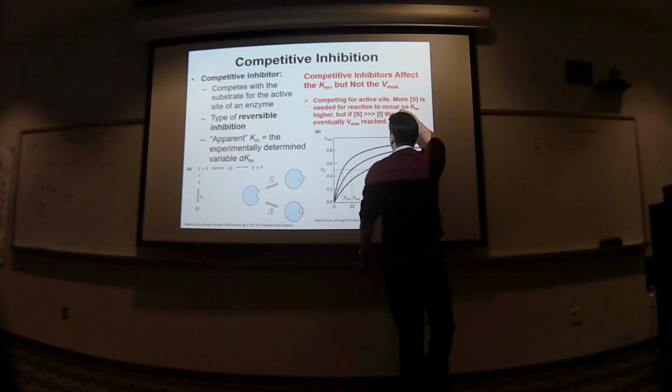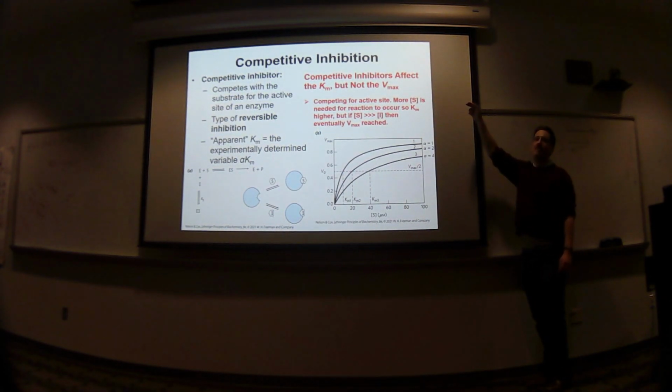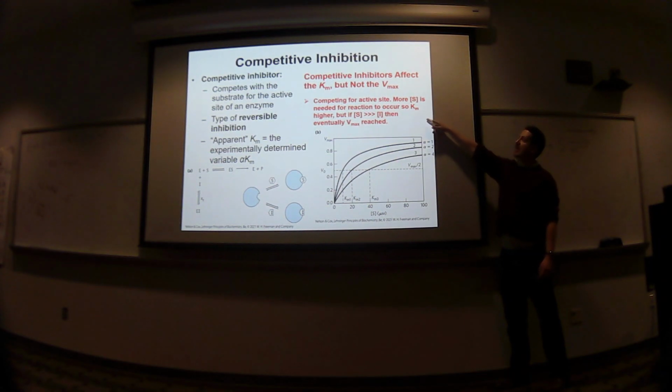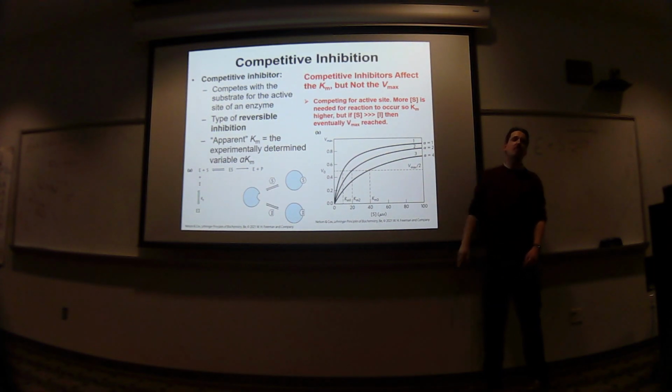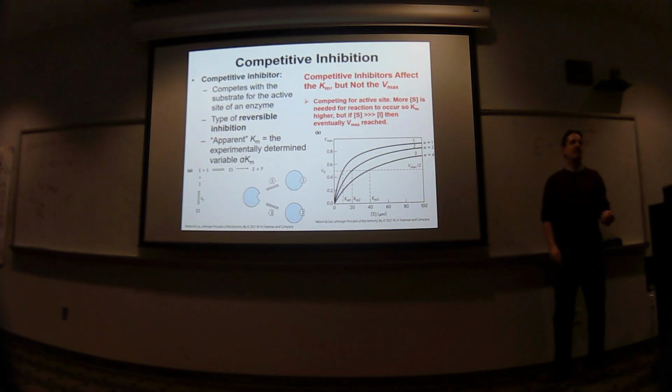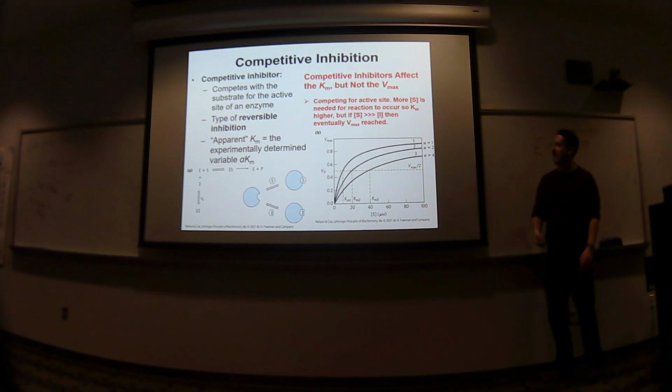Competitive inhibitors affect the Km, but not the Vmax, because it's competing for the active site. But if you add more substrate, you can outcompete it. You can outweigh the fact that the inhibitor is present. And so you will still reach Vmax, it'll just take longer to get there.